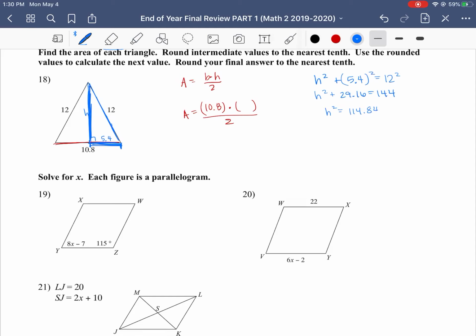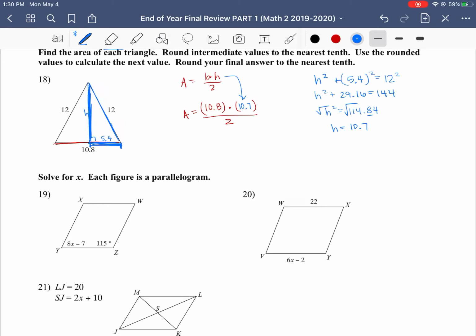114.84. Now it asks us to round intermediate values to the nearest tenth, so that's where it's saying you only need to round to about 0.8. But if we take the square root of 114.8, the height here, sorry I didn't show that work, is equal to 10.7. So I'm going to put 10.7 in here as my height.